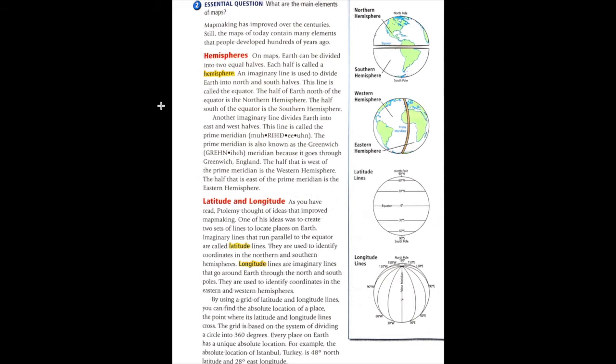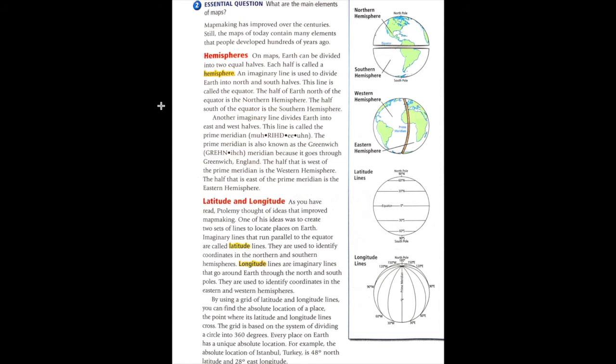An imaginary line is used to divide Earth into north and south halves. This line is called the equator. The half of Earth north of the equator is the northern hemisphere. The half south of the equator is the southern hemisphere.